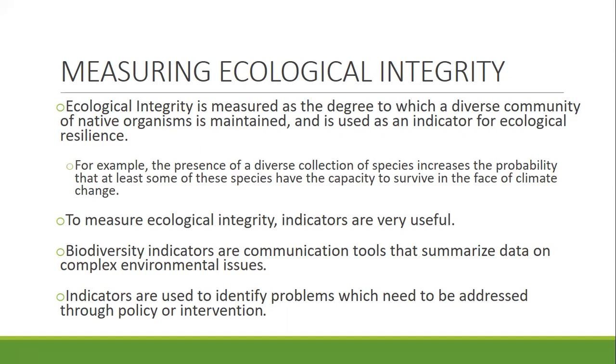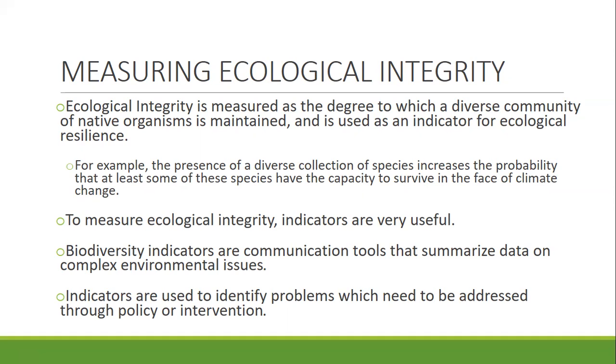As an indicator, we would want to look at the presence of a diverse collection of species, and we'll want to look at numbers. How vast is it? What do those numbers look like? Is it trending upwards in terms of populations and variety, or is it trending downwards? Where we have a diverse collection of species, it increases the probability that at least some of these species have the capacity to survive in the face of climate change. So this is an external factor or an external pressure here, all right?